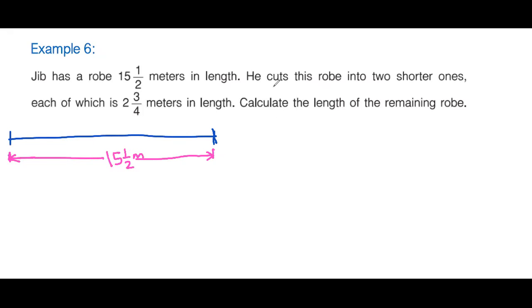meters. Then he cuts this rope into two shorter ones, each of which is 2 and 3 out of 4 meters in length. Now, this guy comes, he says, okay, this part up to this part, and this is 2 and 3 out of 4 meters. I cut it out. Then later, I also get another one, this one, up to here. I cut it out, and it is also 2 and 3 out of 4 meters. So what about this that has remained? What is the length? How many meters do I have? You understand that?